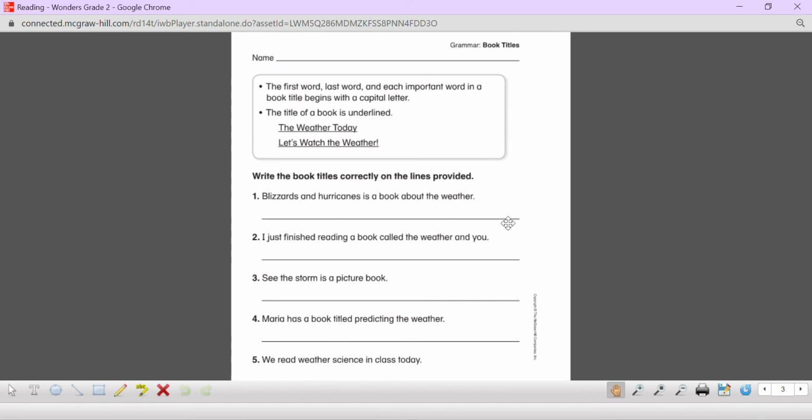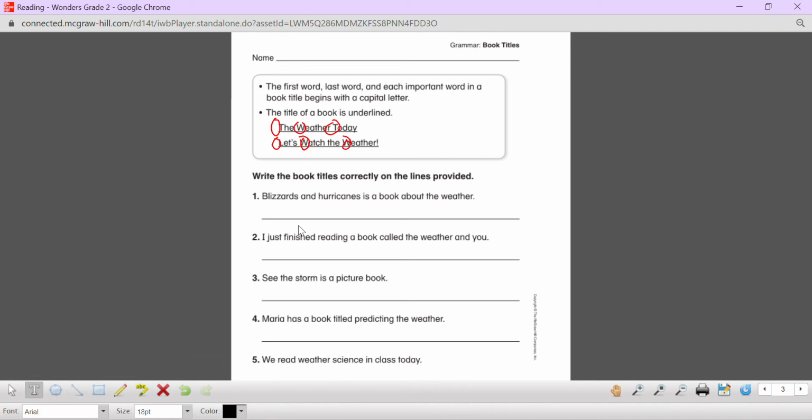This time we will go to the book titles. We've read so many books, right? And every time the book title actually has a strict format. It needs to begin with a capital letter, first, last, and each important word in the book. So here we see T, W, T, the first and last words, first letter, and then any other important word. And here we also say, let's watch the weather.